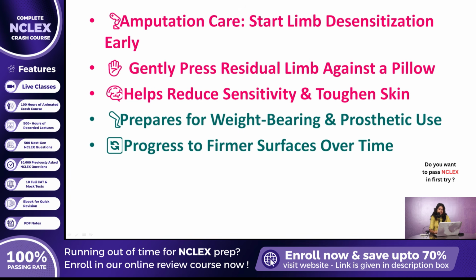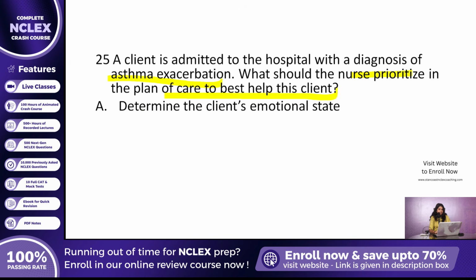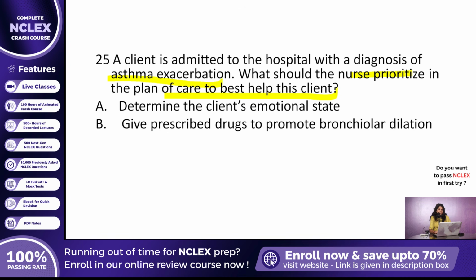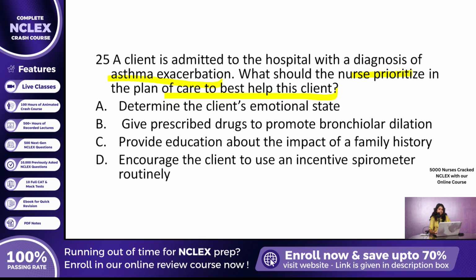Continuing with question number 25, we now focus on acute care management for a client who has been admitted with an asthma exacerbation. The question asks, what should the nurse prioritize in the plan of care to best help this client? The options include Option A, determine the client's emotional state. Option B, give prescribed drugs to promote bronchiolar dilation. Option C, provide education about the impact of a family history. And Option D, encourage the client to use an incentive spirometer routinely.